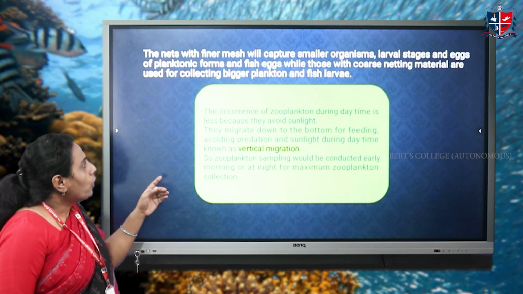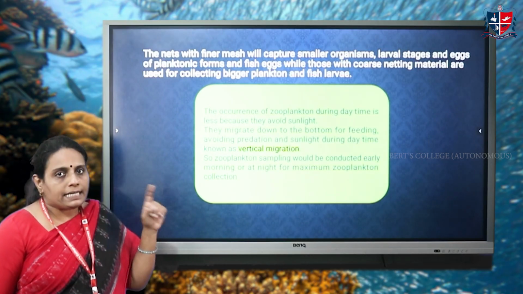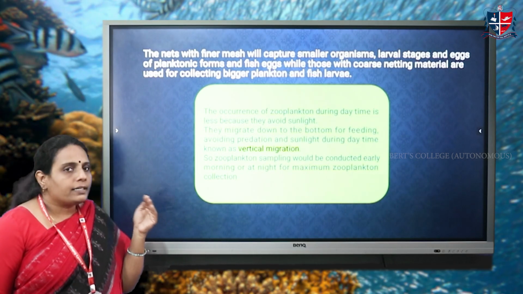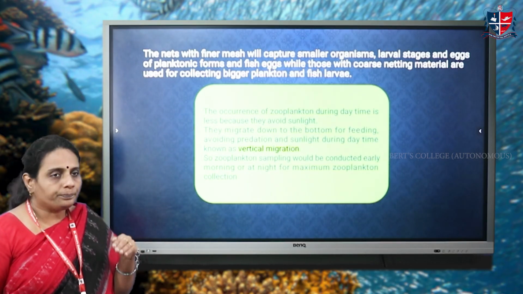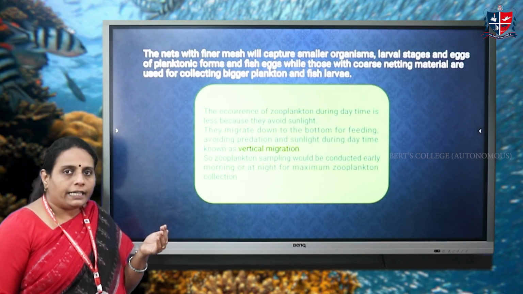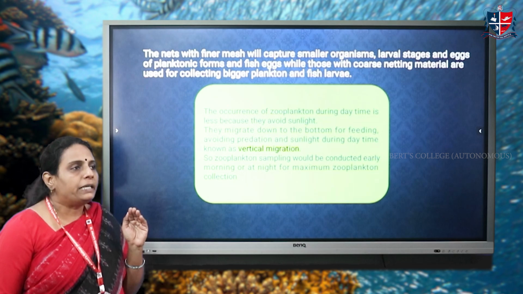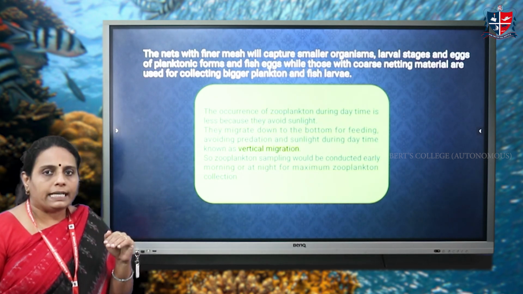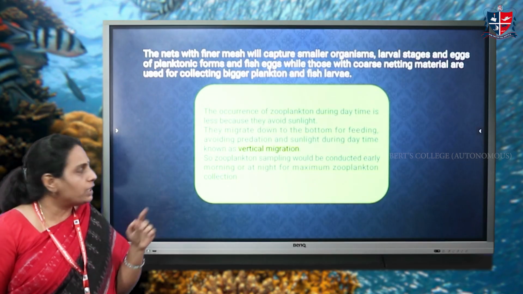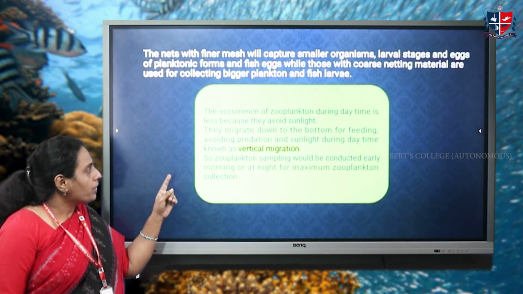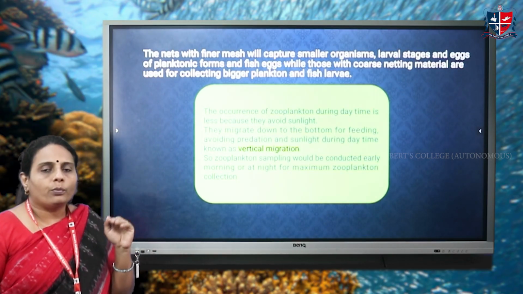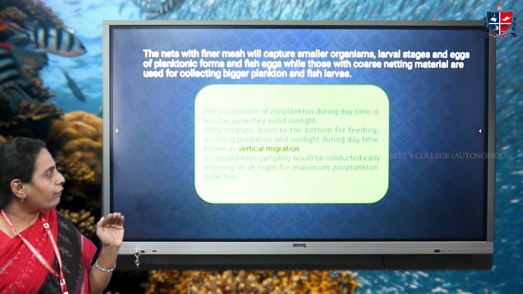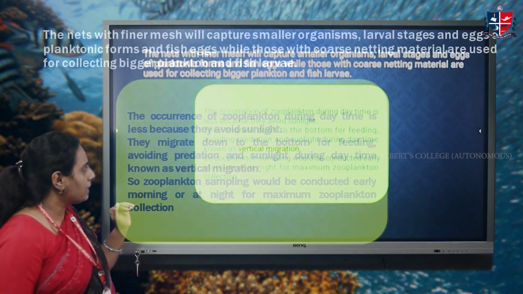The occurrence of zooplankton during daytime is less because they avoid sunlight, and they usually migrate down to the bottom for feeding and to avoid predation and sunlight during daytime. This phenomenon is known as vertical migration. So zooplankton sampling should be conducted early morning or at night for maximum zooplankton collection.